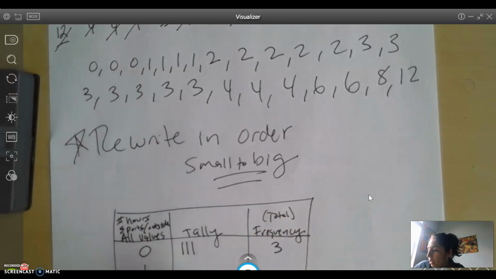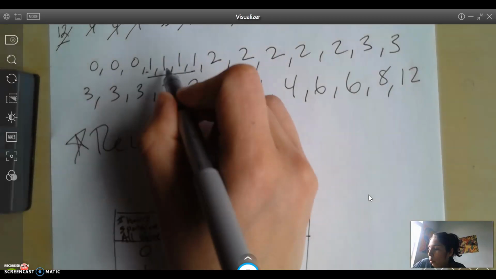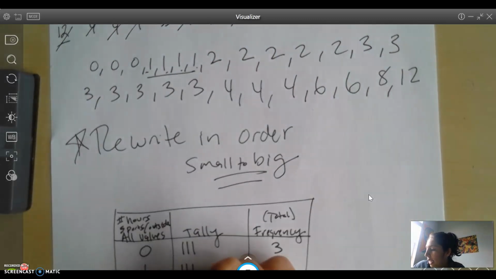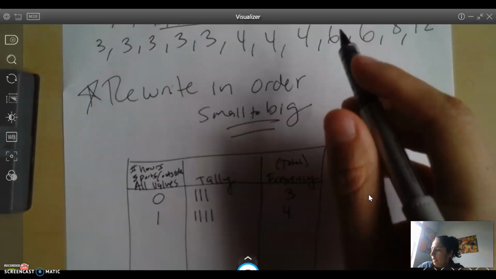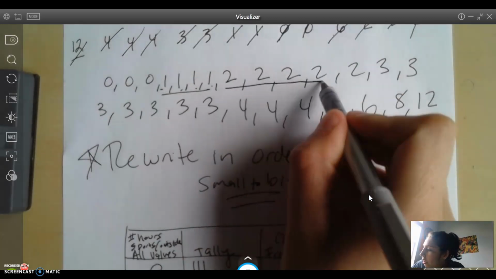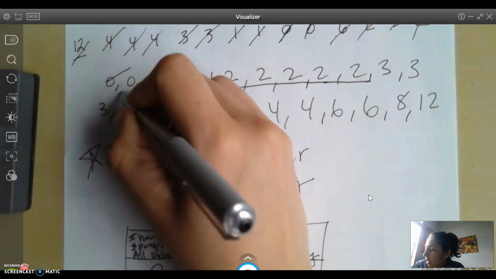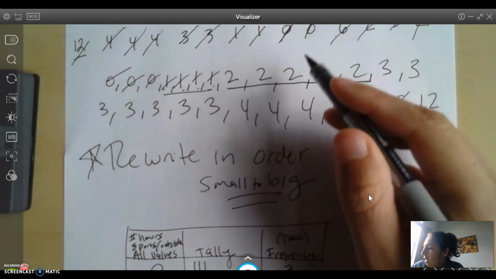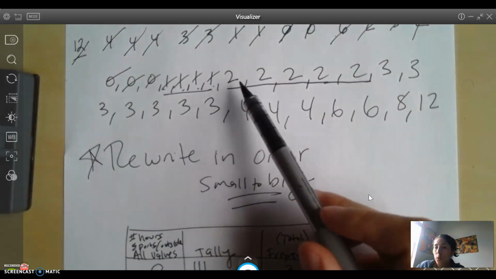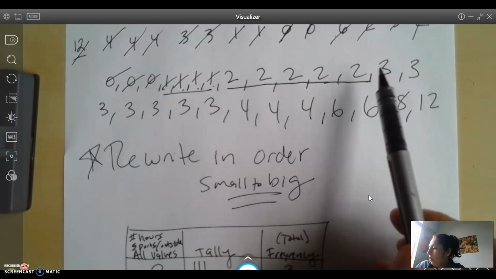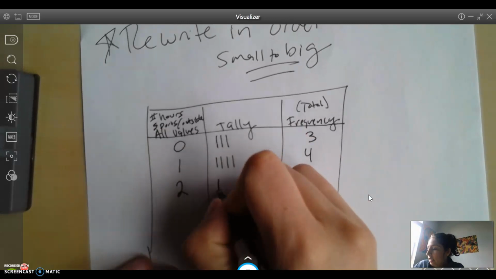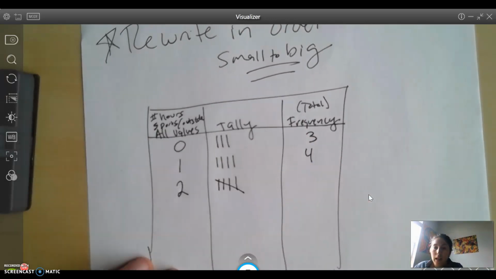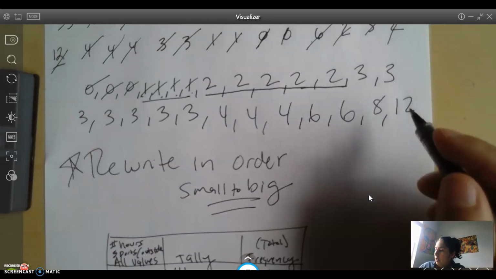All right, let's go again. Moving on to my ones. So my value of 1 here. 1, 2, 3, 4. So that's 4 tallies and a total of 4. All right, I keep going. Moving on to my 2s. Here we can also, remember, cross things out so we don't reuse things or miss any. 1, 2, 3, 4, 5. So on my table, the 2 has a tally of 1, 2, 3, 4, 5, and a frequency total of 5. Okay, I keep going.